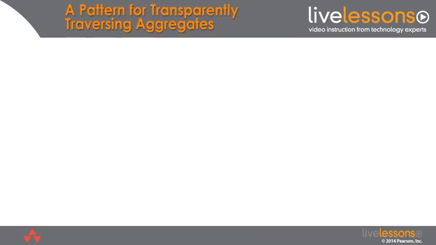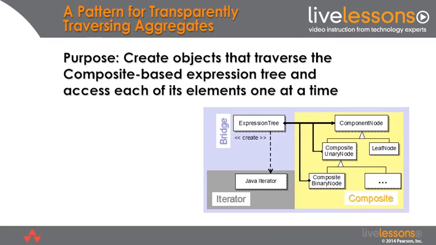We're now going to cover the iterator pattern. In addition to understanding how the iterator pattern works in general, we're also going to teach you how to recognize how the iterator pattern can be applied to access all nodes in an expression tree flexibly and extensively. The purpose of applying this pattern is to create objects that traverse the composite-based expression tree and access each of its elements one at a time.